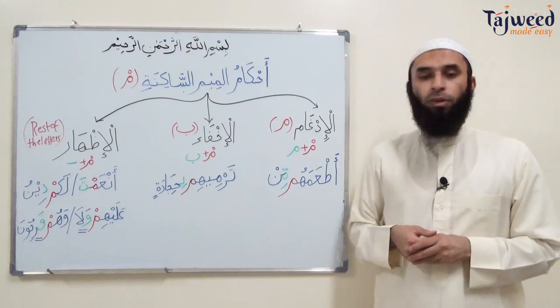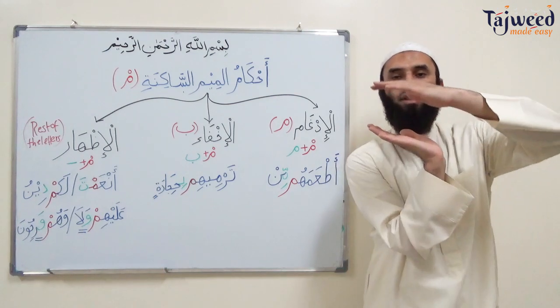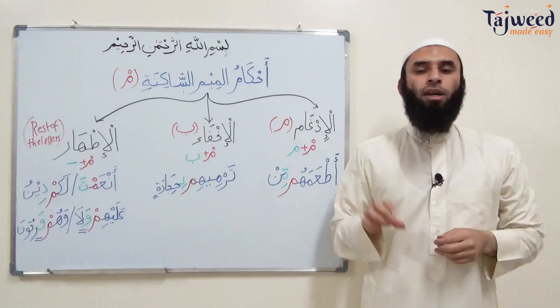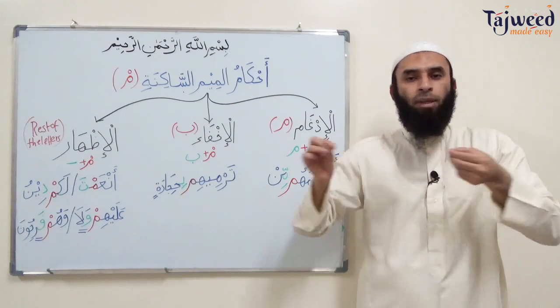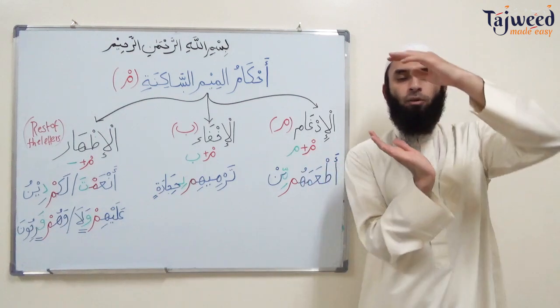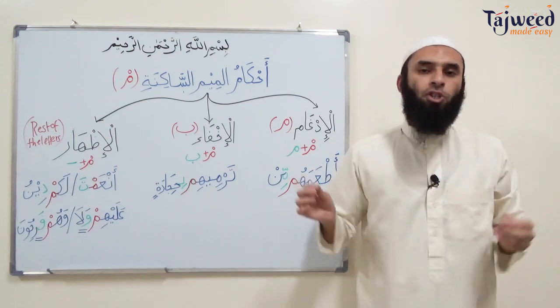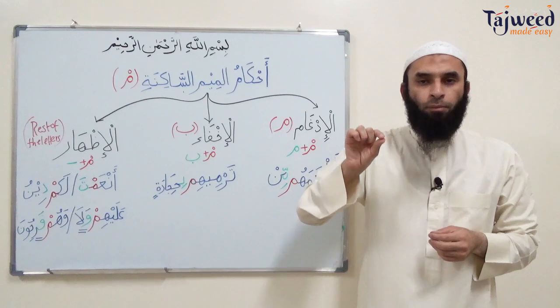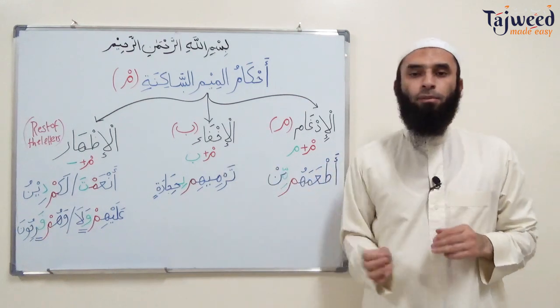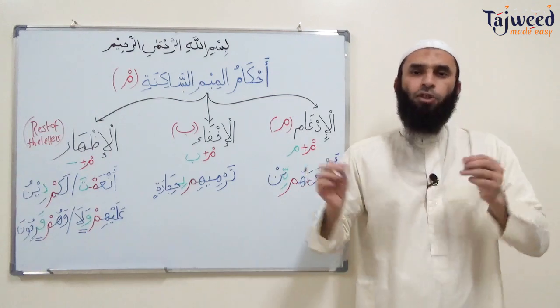So how do we do that? We close the two lips: tarmihim, then just stretch it a little bit. Tarmihim bihijara. That's it. So when Meem Saakinah meets Ba, hold, then stretch a little bit.